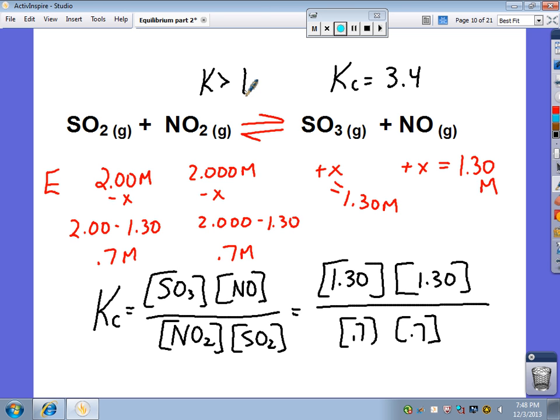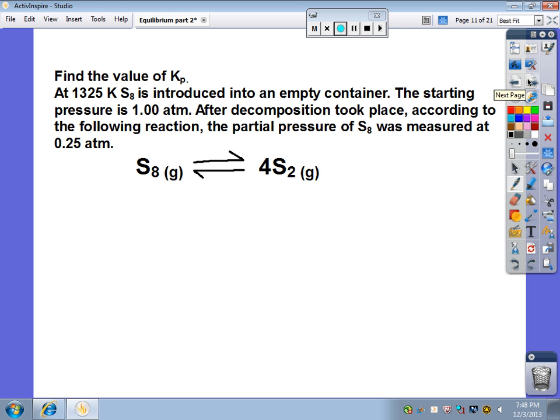All right, let's try one more. Now, in this problem, we're going to find the value of Kp. What do we know? And if we have Kp, shouldn't we have atmospheres? Oh, look, we do. So let's look and see what kind of problem this is. If it's a Chem 1 problem, let's look for our clues.